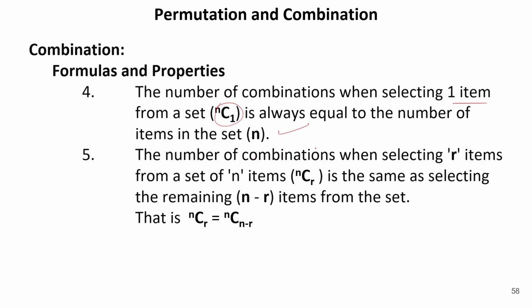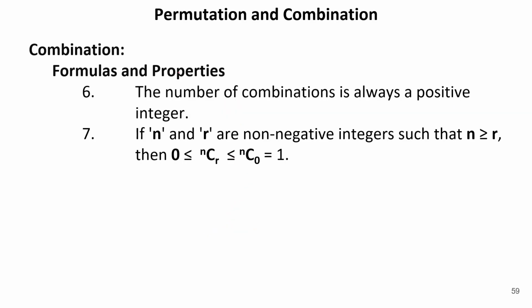And the number of combinations when selecting r items from a set of n items, nCr, is the same as selecting the remaining n minus r items from the set. That is, nCr is equal to nC(n minus r). So let's see the sixth kind of property, that the number of combinations is always a positive integer. And if n and r are non-negative integers such that n is greater than or equal to r, then 0 is less than or equal to nCr, and nC0 is equal to 1.